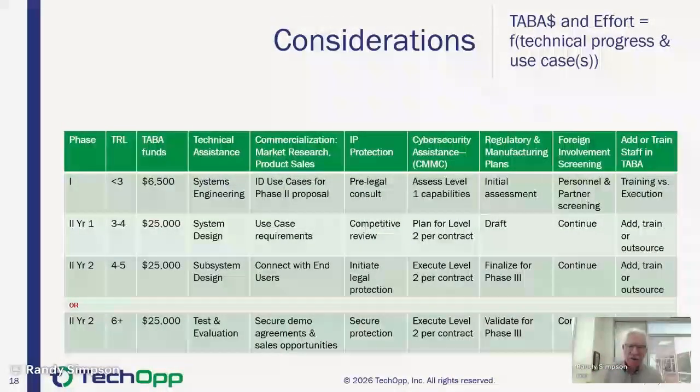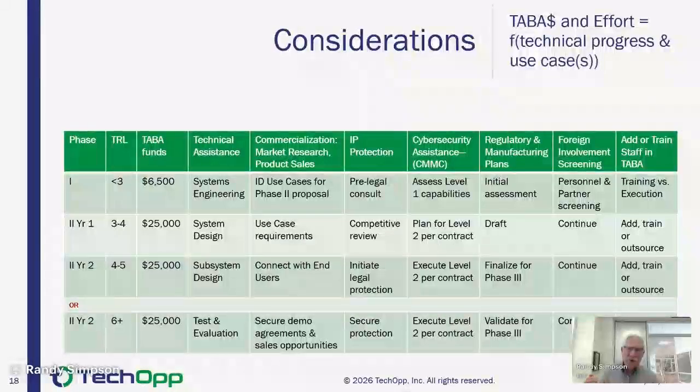And technical assistance up front might be some systems engineering if you don't have that, or maybe you don't need that at all. Commercialization, intellectual property protection, probably at that point you don't need legal consult when you're in phase one, but you might need some pre-legal consult. Your CMMC, you probably want to see how you're doing against level one capabilities, because level one is sort of the baseline for cybersecurity. Regulatory and manufacturing plans, maybe an initial assessment of that, but in phase one, you're probably not going to do a whole lot with that. Foreign involvement screening, personnel and partner screening is going to be really, really important. And then the whole comment about adding or training staff in TABA.